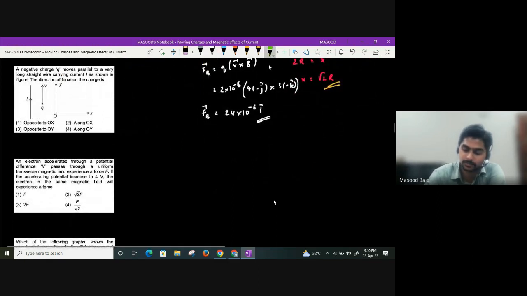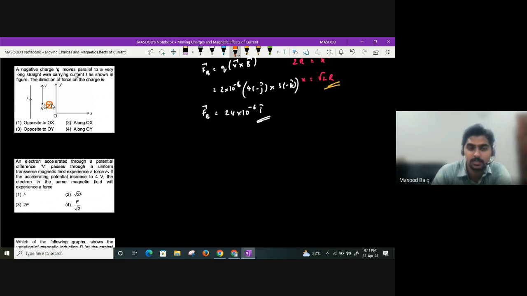Right? Next question. A negative charge q moves parallel to a very long straight wire. The direction of force? See, how is this straight wire? It is carrying current in the upward direction. Where is the point charge? To the right. Please tell me, how will the magnetic field be? How will you calculate the direction of magnetic field due to a wire? In the direction of current, place the thumb, and wherever the point is, it is tangent to the curl of the fingers. So where is the point here? Here. So the magnetic field will be inwards.